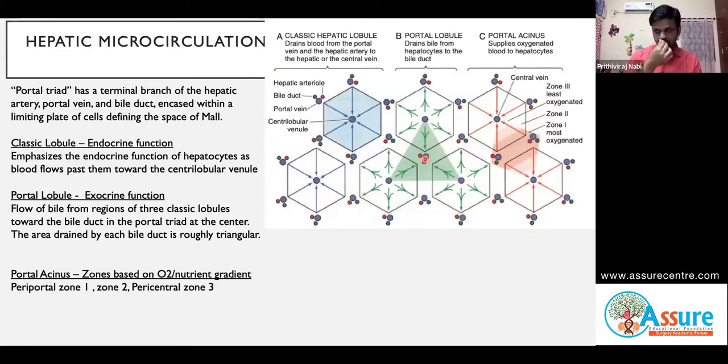So coming to the last, the portal acinus as depicted by Rappaport. It consists of 3 zones, and it is based on the oxygen and nutrient gradient. So we have zone 1, which is the most oxygenated, near the portal triad, also called the periportal zone, and we have the mid zone, that is zone 2, and the third zone is the pericentral zone, that is zone 3. As we all know, the oxygen decreases when we go towards the central vein, as do the nutrients.